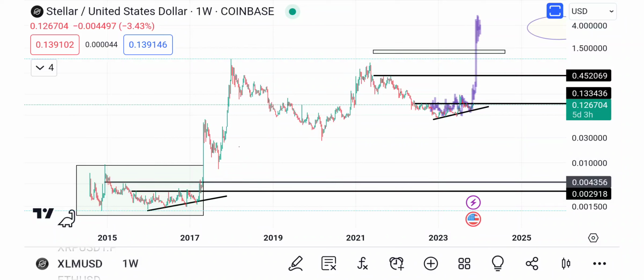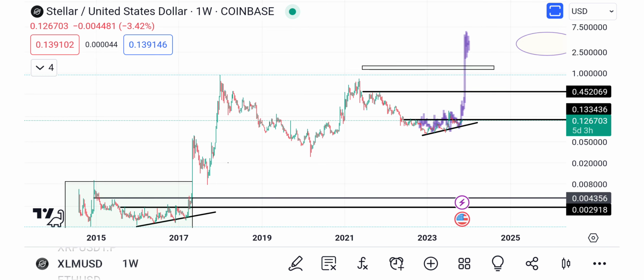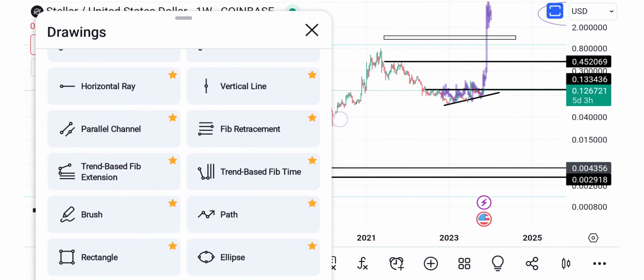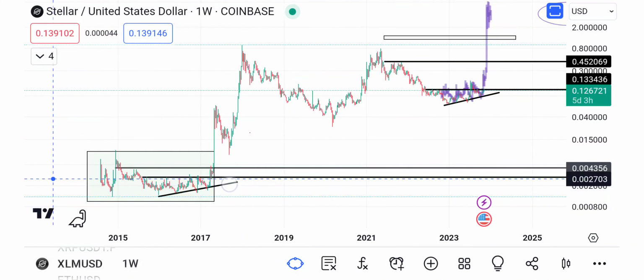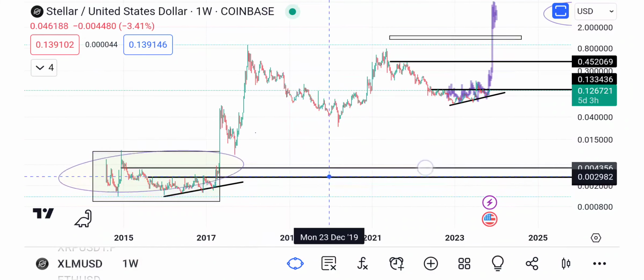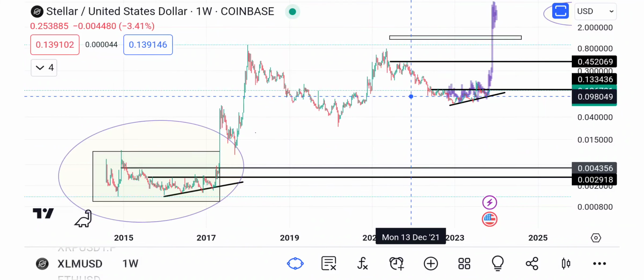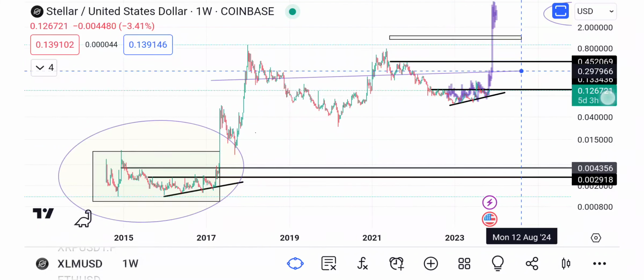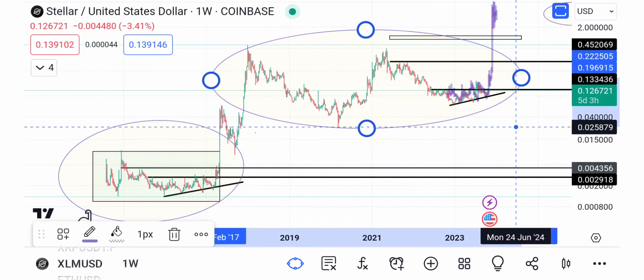So basically, the most bullish scenario would be this one here, which is just a replica of this right in here. Same thing is happening, though on a much bigger scale.